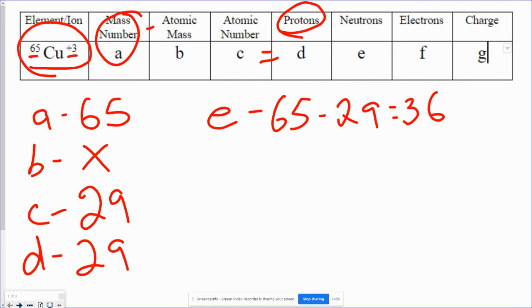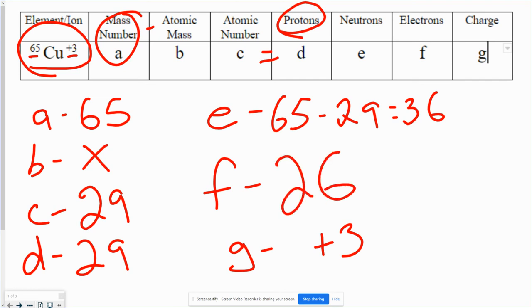Now, for this one, for G, we're going to put in plus 3. This is important because for F, we have to find out a way to make it so that we have 3 more protons than we do electrons. We cannot change the number of protons. We can change the number of electrons, though. So if I have 29 protons, in order to have a +3 charge, I need to have 26 electrons. You can't change protons, but you can change electrons.